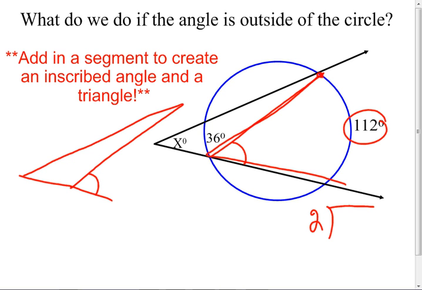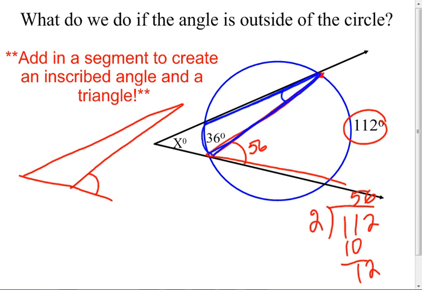Do what I do, and I'm pretty good at this. Okay? This is 56. Now, here's another inscribed angle. How big is this angle? Paul? How big is this angle? It's half of that arc. So how big is that? 18. Okay, so we have x here.